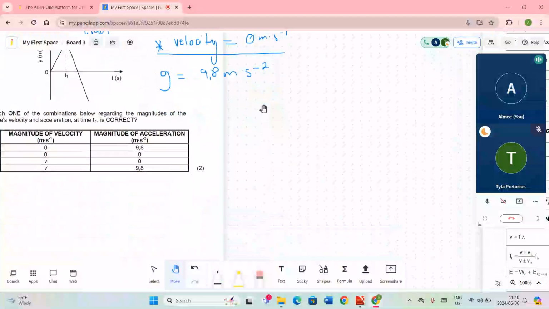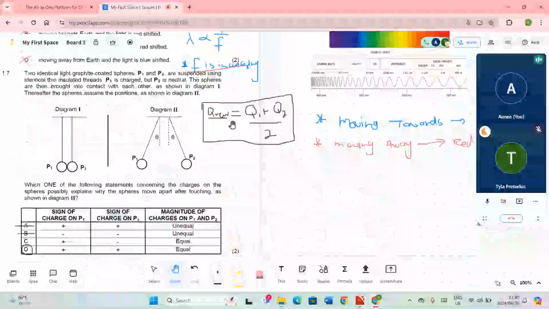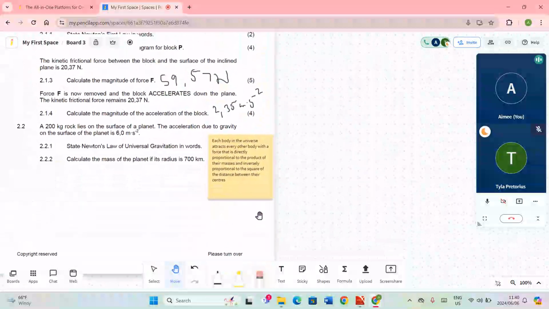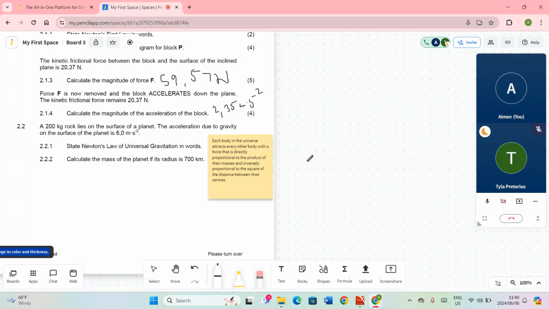So let's go back. We found our formula now. Let's go see what the question is asking us. It says a 200 kilogram rock lies on the surface of a planet. The acceleration due to gravity on the surface of the planet is 6 meters per second squared. 2.2.2. Calculate the mass of the planet if its radius is 700 kilometers. So we say to ourselves, well, we know that our formula is F is equal to our gravitational constant multiplied by m1 times m2 divided by r squared.